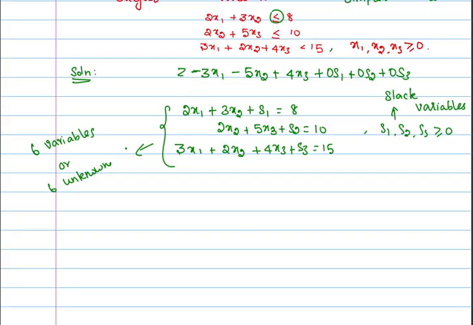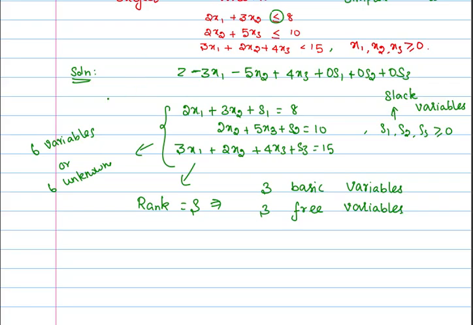Because s1, s2, s3 make an identity, I have the maximum rank. In matrix form, the rank always comes to 3. So what does 3 mean? This system has 3 basic variables, and 6 minus 3 is 3 free variables.